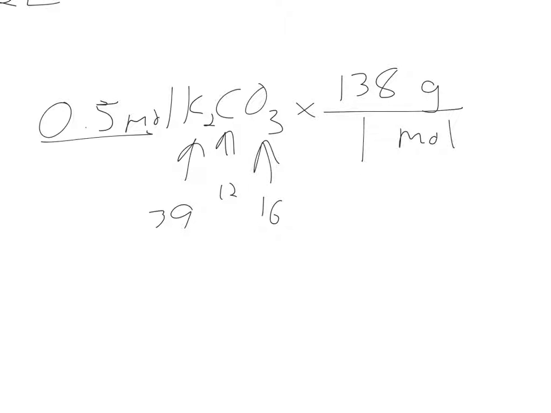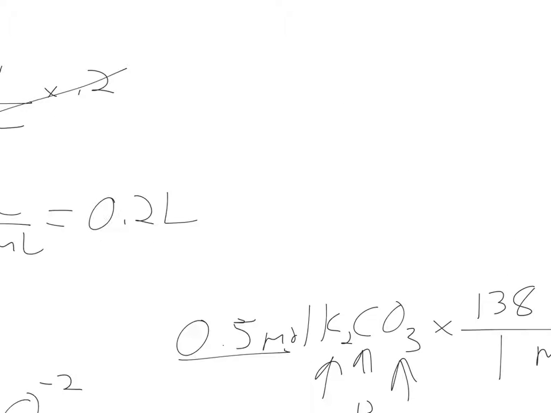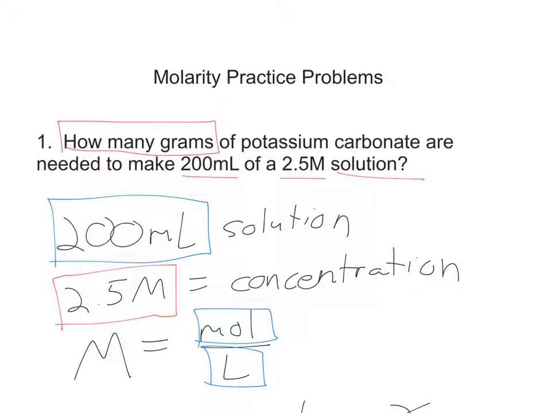Oh gosh, what is that? 69? I think that's 69 grams of potassium carbonate. Grams of K2CO3. Let's make sure that answers my question. How many grams of potassium carbonate are needed to make 200 milliliters of 2.5 molar? Yep, I wanted how many grams of potassium carbonate, and I got 69 grams of potassium carbonate.